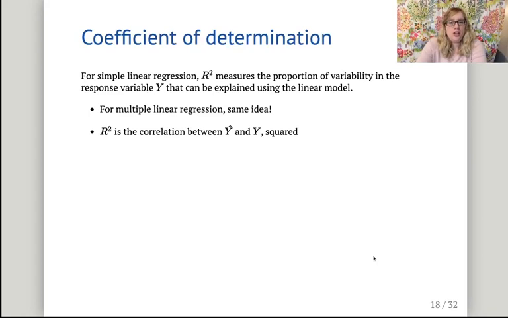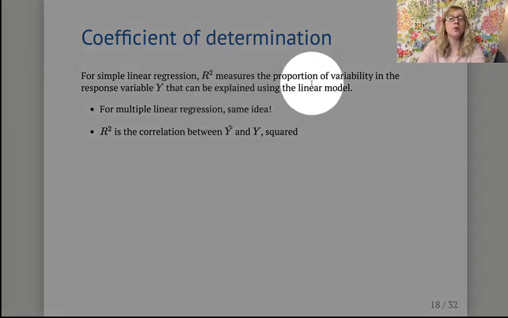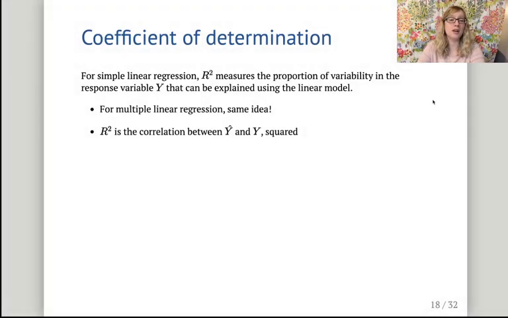In multiple regression, we have that coefficient of determination as well. In simple linear regression, R-squared measures the proportion of variability in the response variable that can be explained using the linear model. It's the same idea in multiple linear regression, however, the interpretation, or the calculation, is not quite the same. In a simple linear regression model with just one explanatory variable, R² represents the correlation between the x variable and the y variable squared.